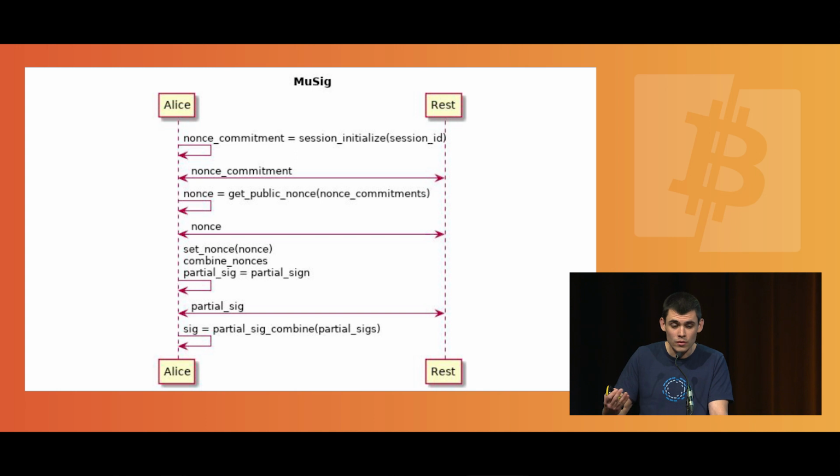Then, if you have all nonce commitments, you get your public nonce. Then all parties exchange their nonces. When they've received the nonces, they set the nonce, which means that they check whether the nonce matches the commitment. If not, the protocol needs to be aborted. They combine the nonces and then they partially sign to get a partial signature, exchange the partial signatures, combine the partial signatures, done, we have a final signature, a BIP Schnorr signature.